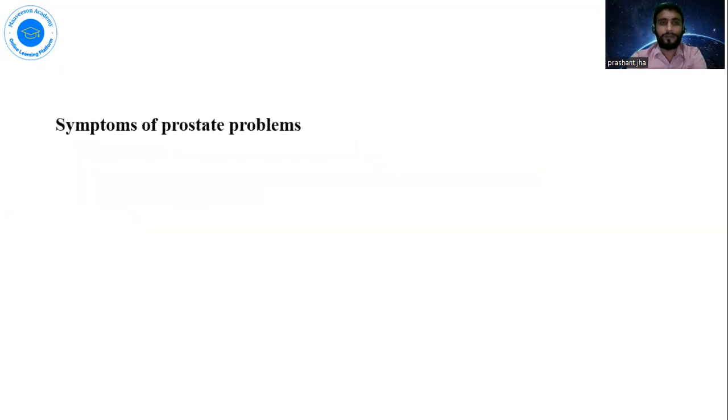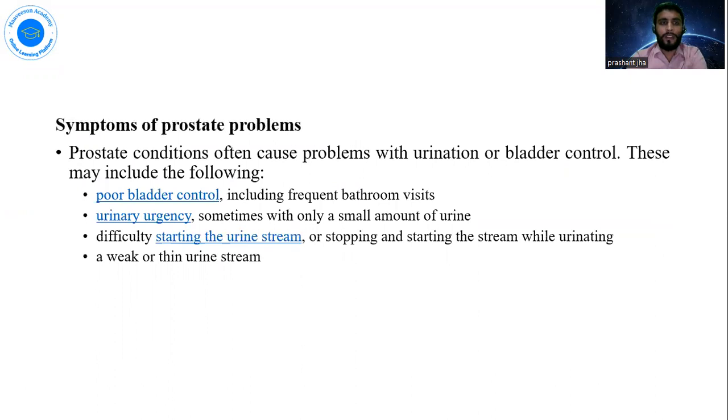Next are the symptoms of prostate problems. Prostate conditions often cause problems with urination or bladder control. This may include the following, like poor bladder control, including frequent bathroom visits. Second is urinary urgency, sometimes with only a small amount of urine. Difficulty starting the urine stream, or stopping and starting the stream while urinating. A weak or thin urine stream.